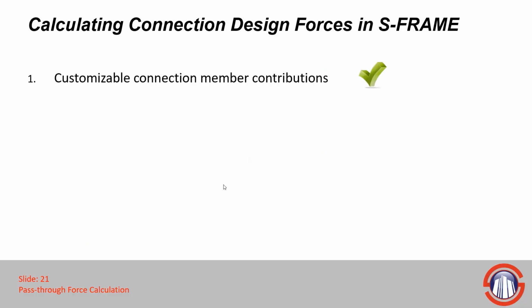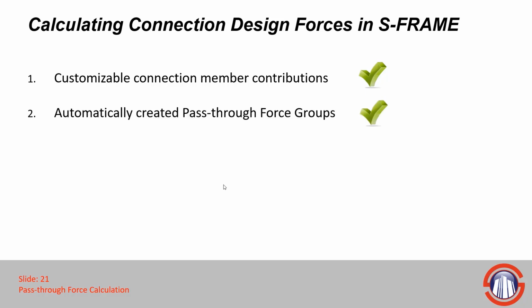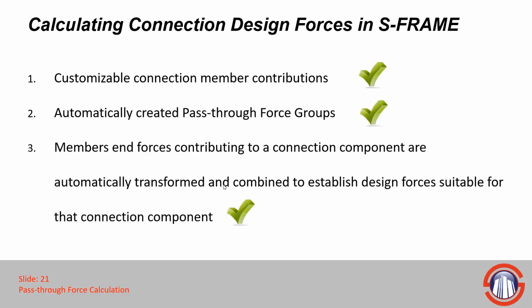So hopefully through this presentation, you saw that you can basically set up any type of connection with different members connecting to contribute to the forces at a connection. You can have it automatically create pass-through force groups for you. And the member end forces that are contributing to a connection component are going to be then transformed automatically and combined to establish design forces suitable for that connection component. And you can view this information graphically or numerically. You can look at the maximum and minimum forces for a specific pass-through force ID that might have multiple joints within the model, but you want to look at the worst and best case scenario.